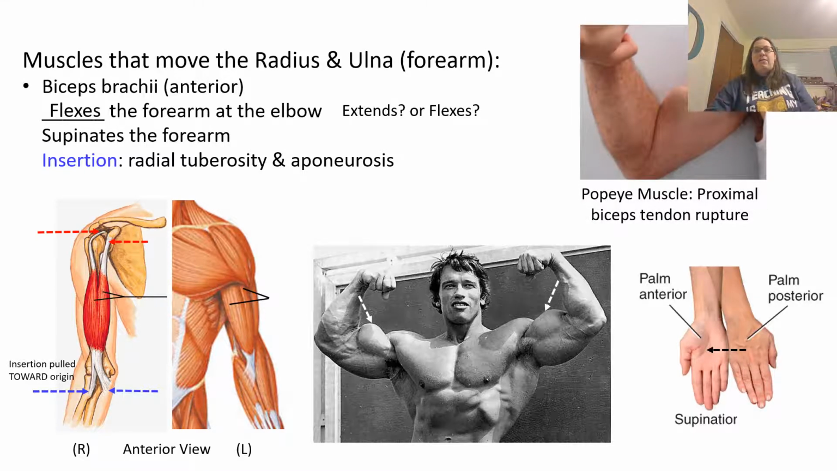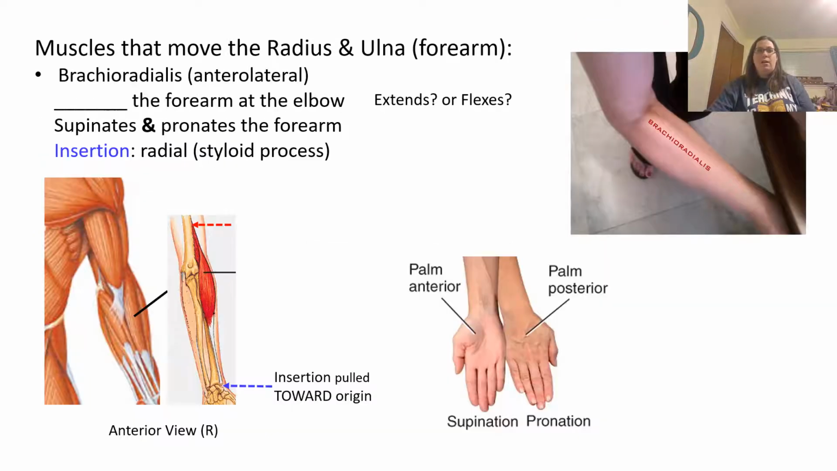Now, if the proximal bicep tendon ruptures, the tendon that's holding it at the top part of the muscle of the shoulder, if it ruptures, this creates what we call a Popeye's muscle, which you can see here, and that is not normal. Those tendons should be holding it stationary up there on the shoulder area. Okay, muscles again that move the radius and ulna.